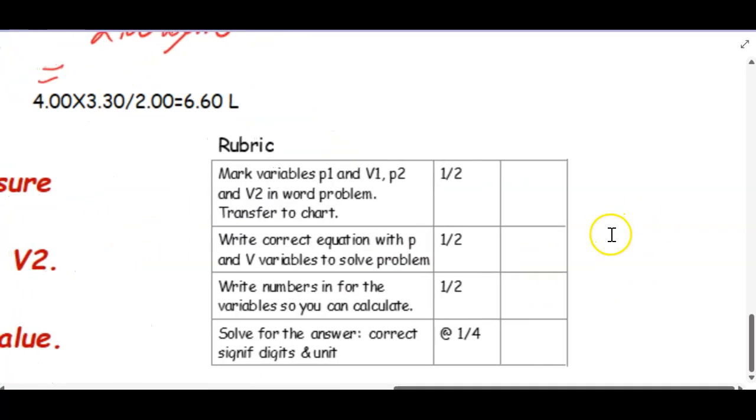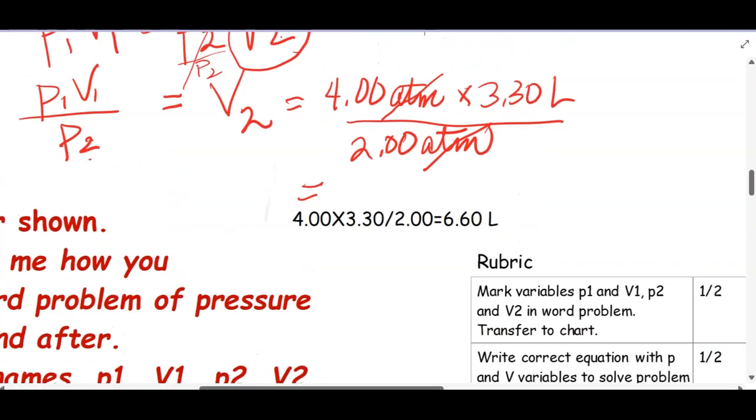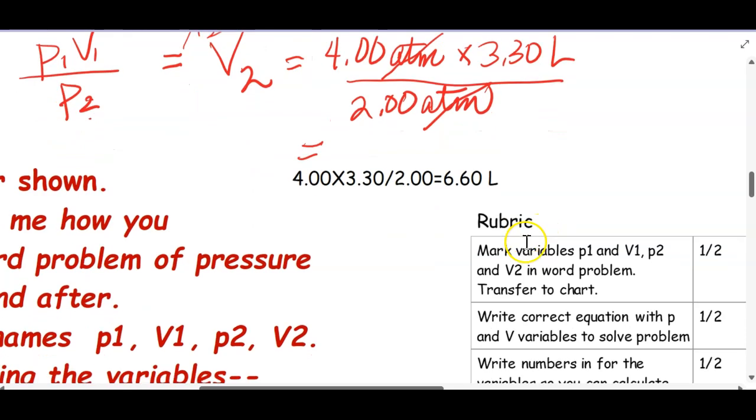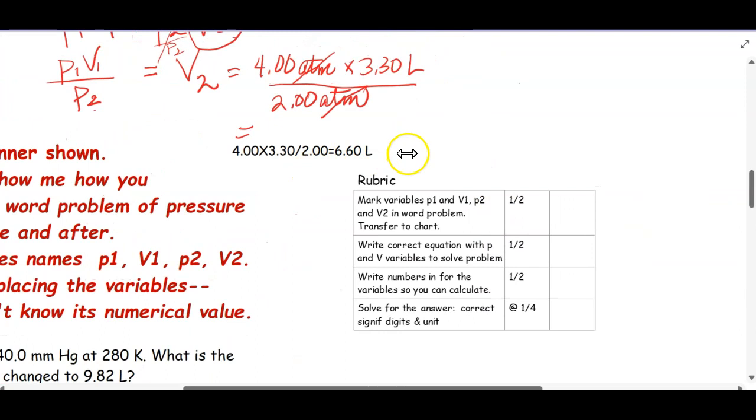All right, so we wrote the numbers in for the variables. After I figured out the equation and the correct one for us, I put the numbers in from the problem. All right, and then we did the calculation. All right. And you'd get all of the points. And we know we needed 3 digits and we needed the correct unit. We got the correct unit right here and we got 3 digits.